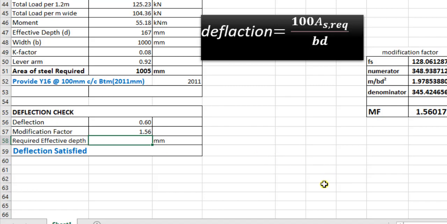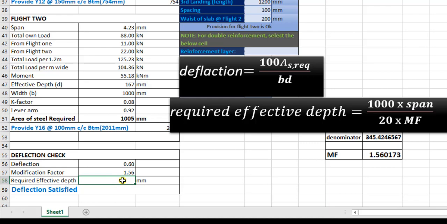And the next thing is for us to look for the required effective depth. So let us look at the formula. Okay, the required effective depth. The formula for finding required effective depth is 1000 times the span over 20 times the modification factor according to the code. This will be equals to the effective depth is what? 1000 times, what is the span? Our span is this, the critical span, divided by open bracket 20 times the modification factor, this. Close the bracket. Please let me explain something here.